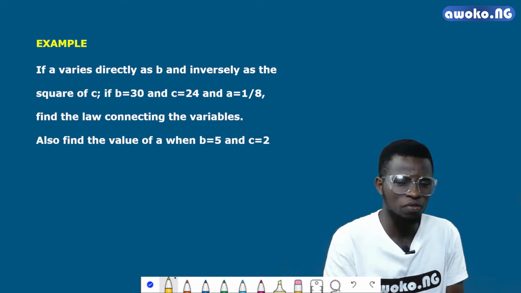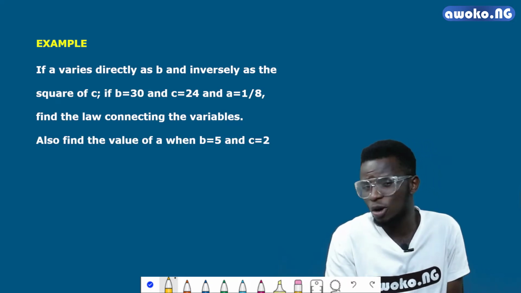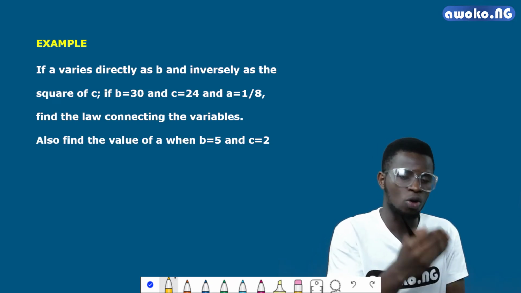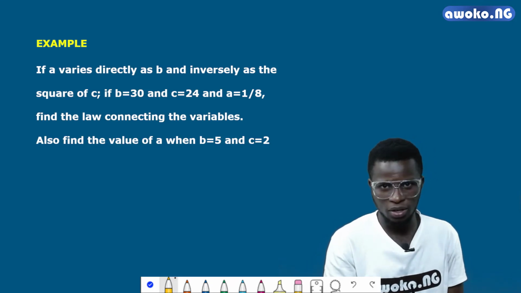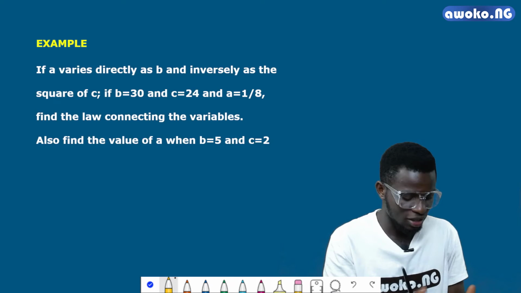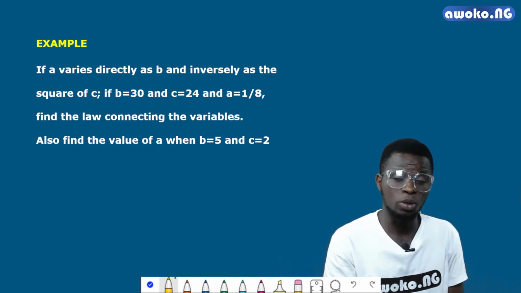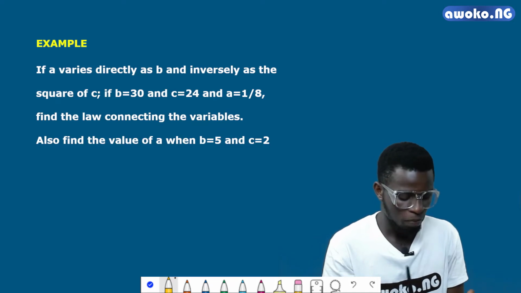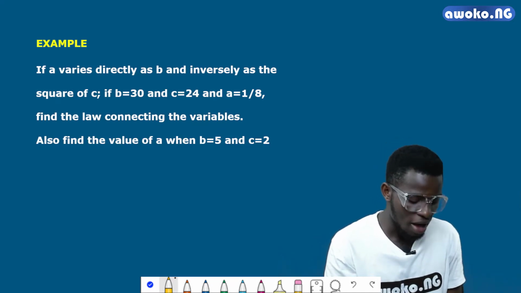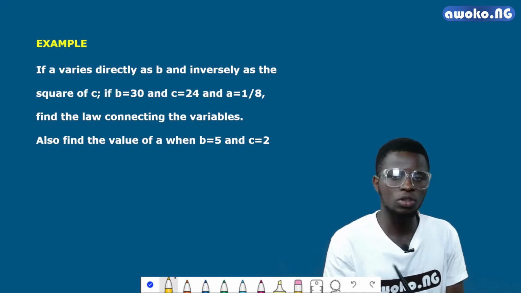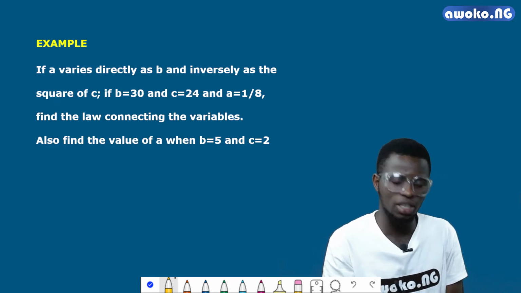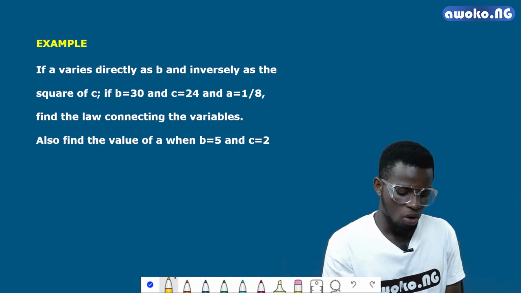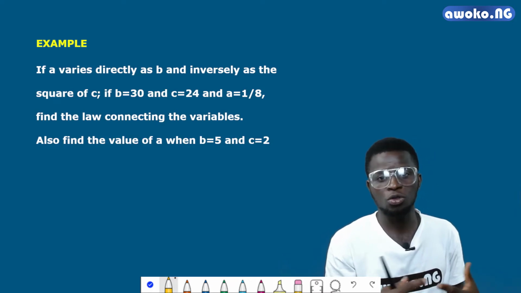variables. Why do we have to find the law connecting the variables first? Of course, without finding the law connecting the variables, you cannot solve anything further. So that is the first thing, to find the law connecting the variables. Even though you're not required to find it, you have to find it first before you can solve further. After getting the law connecting the variables, the next thing is to find the value of A when B equals 5 and C equals 2.